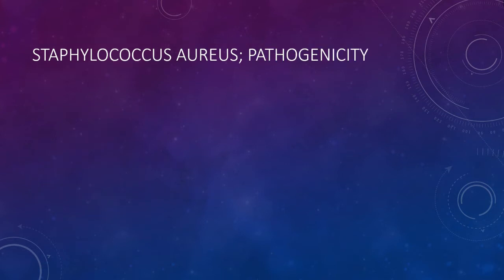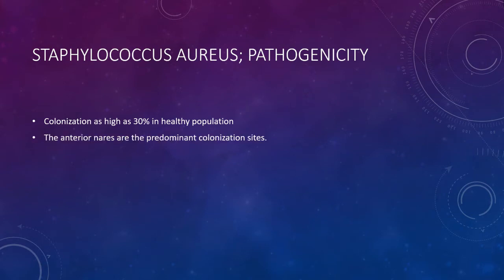So a little about their pathogenicity. As high as 30% of the healthy population carries Staph aureus. Most of the colonization is on the skin, primarily in the anterior nares where they are localized. And if we do screening for MRSA or Staph aureus as a general screening in the population, we will find that almost one third of the population is carrying Staph aureus.